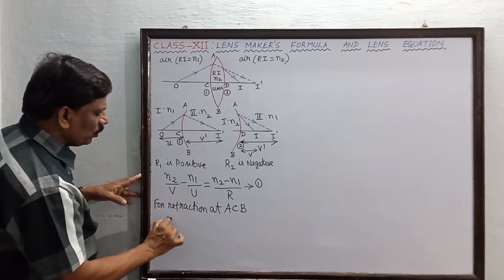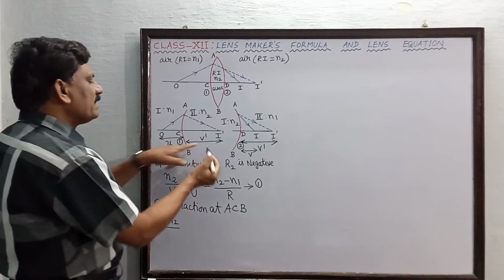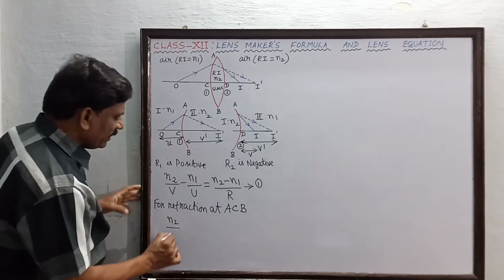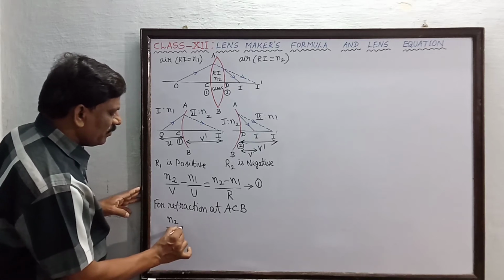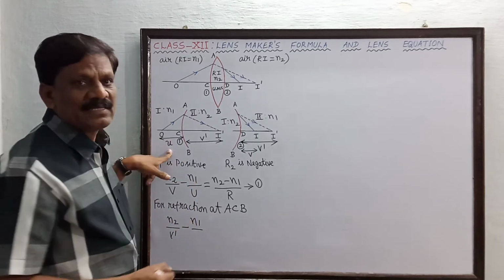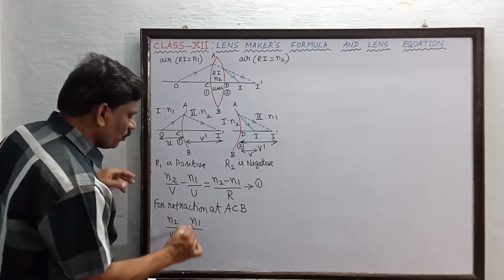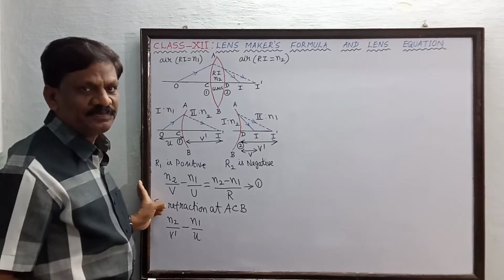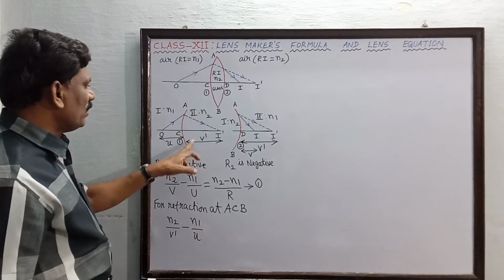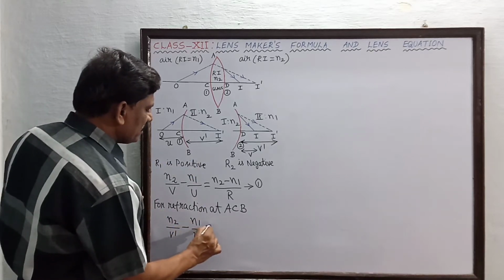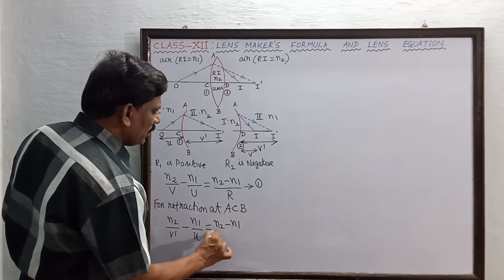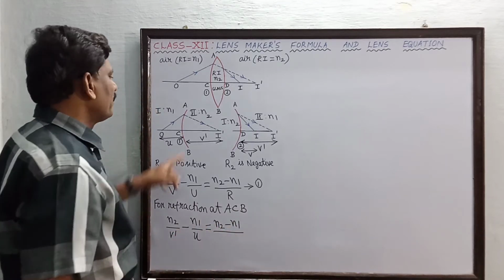So n2 divided by the image distance here. You can look at the picture, v dash. So n2 by v dash minus n1, n1 divided by, what is the object distance in the first picture? Small u. Now only you are permitted to write small u. Understand that? So n2 by v dash minus n1 by u, and this is equal to n2 minus n1 divided by the radius of curvature.